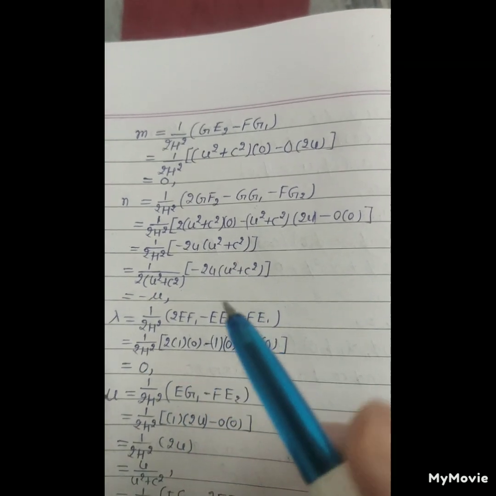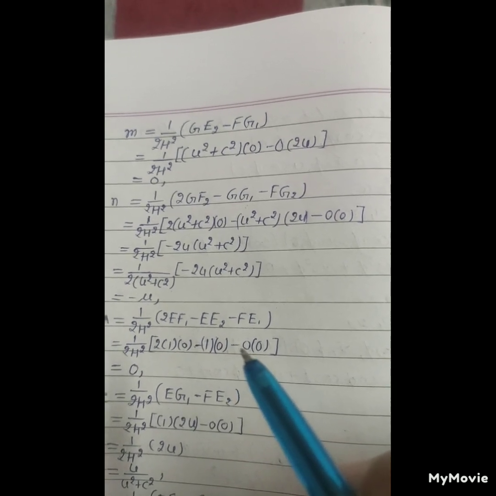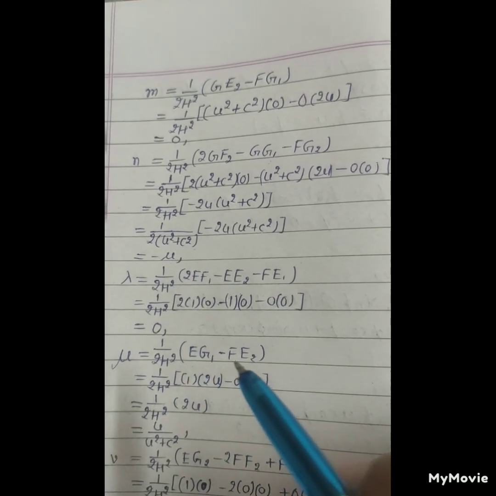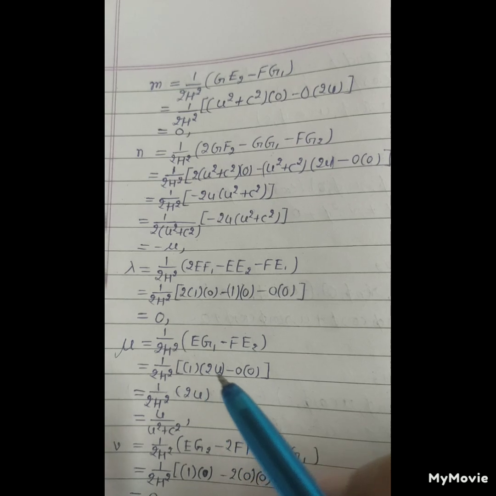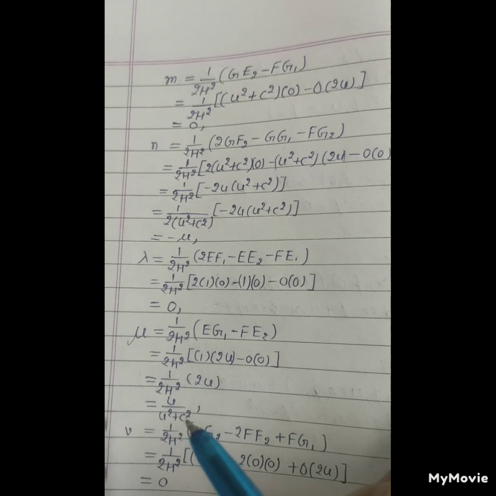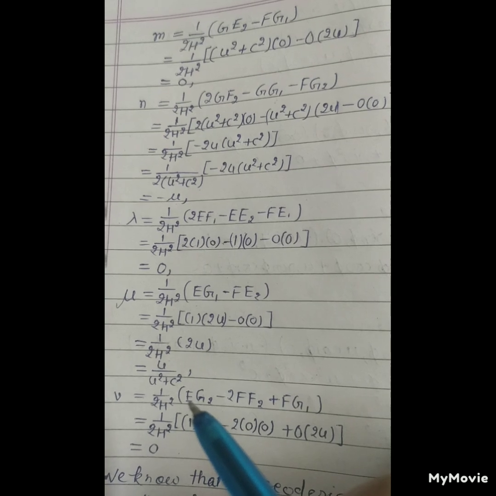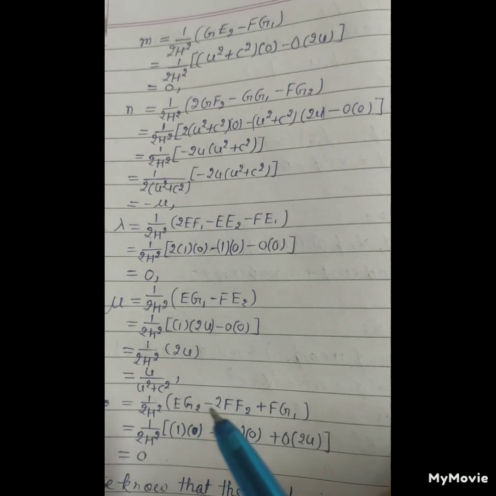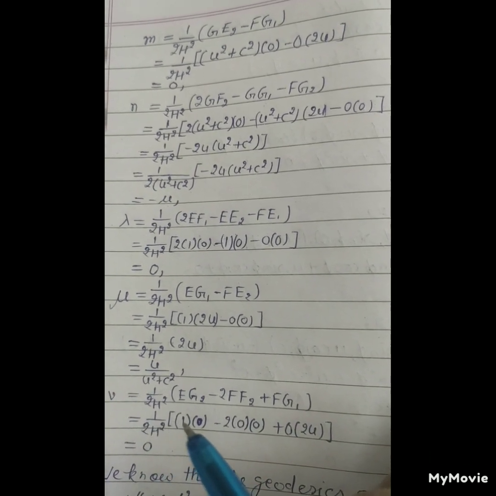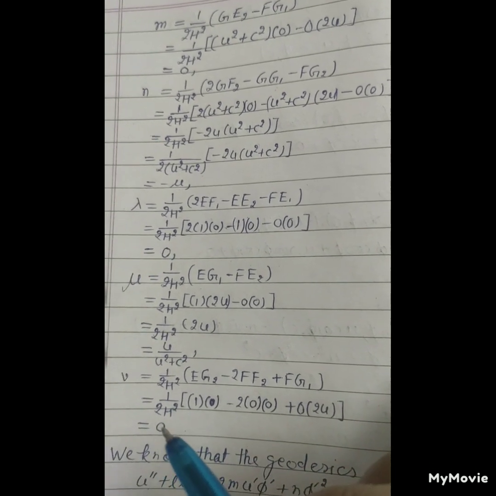Lambda equals 1 upon 2H² [2E F1 minus E E2 minus F E1] equals 1 upon 2H² [2 into 1 into 0 minus 1 into 0 minus 0 into 0] equals 0. Mu equals 1 upon 2H² [E G1 minus F E2] equals 1 upon 2H² [1 into 2u minus 0 into 0] equals 1 upon 2H² into 2u equals u upon u² plus c². Nu equals 1 upon 2H² [E G2 minus 2F F2 plus F G1] equals 1 upon 2H² [1 into 0 minus 2 into 0 into 0 plus 0 into 2u] equals 0.